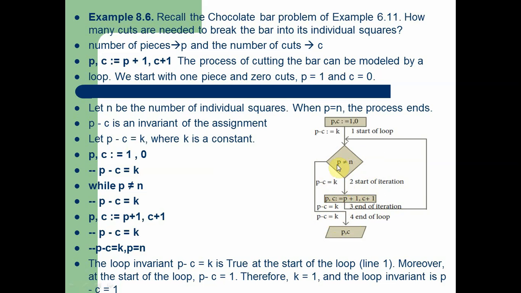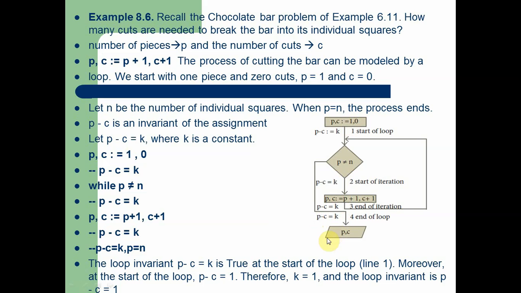For example, if we want 5 square chocolates, then the value of n is 5. When the value of p reaches the point of 5 and goes on, the value of p is 6 and the value of n is 5. So the condition is false. When the loop ends here, the value of c becomes 5. So 6 minus 5 is 1. This is how we calculate the chocolate bar cutting process.